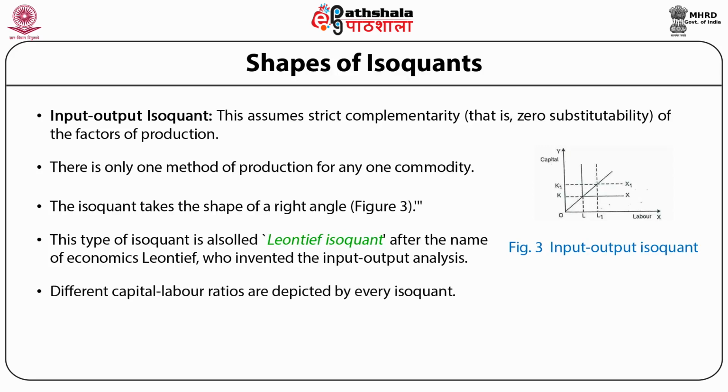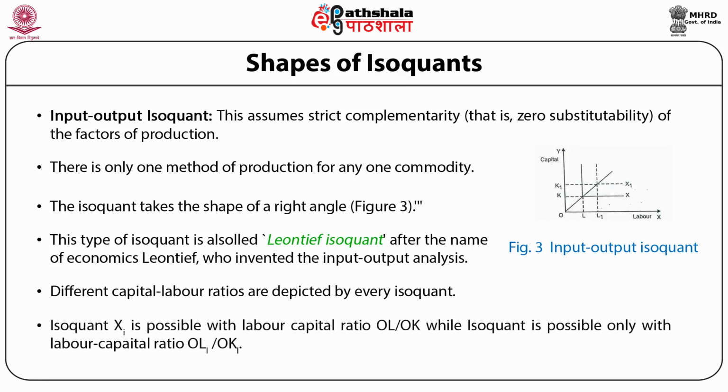Different capital-labor ratios are depicted by every isoquant. Isoquant X is possible with labor capital ratio OL upon OK, while the other isoquant is possible only with labor capital ratio OL1 upon OK1.